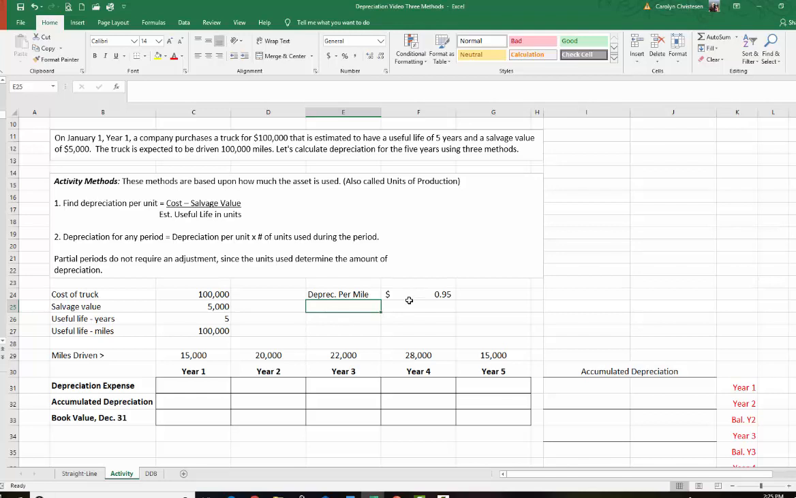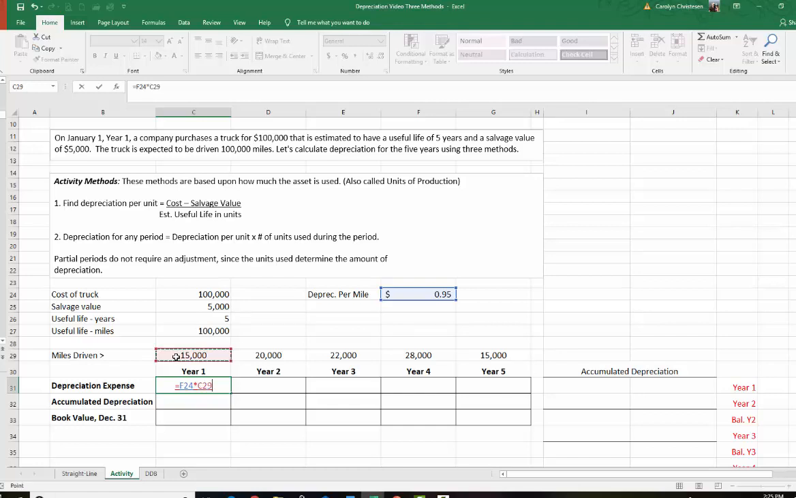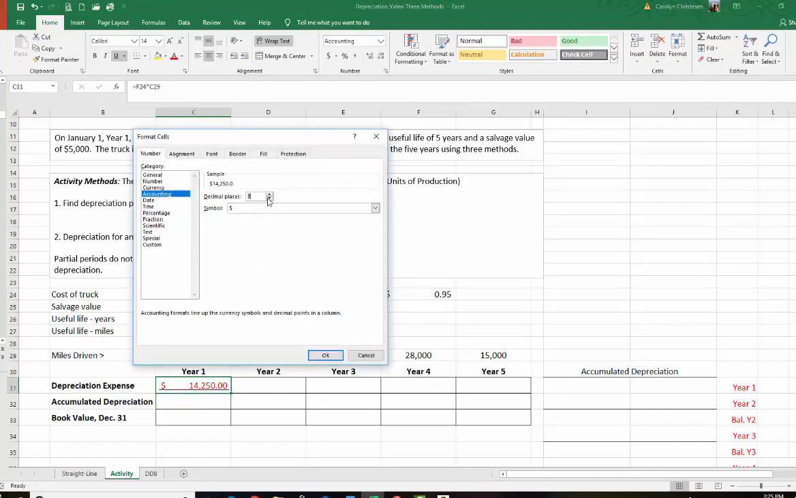All right, now we have our depreciation per mile. Be careful, sometimes students get confused and they put 95 cents. Obviously, that's not your depreciation for the year, right? That number's too small. So our expense each year is equal to our depreciation per unit times the number of units that we use during the period. So the number of units we used in the first year, here are our miles driven, 15,000 miles.